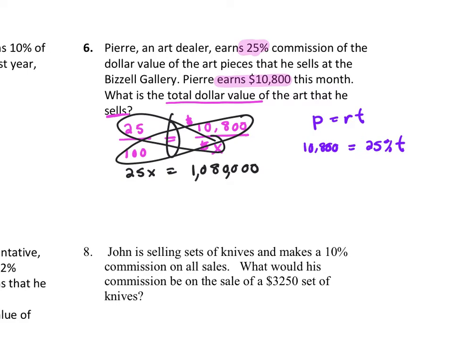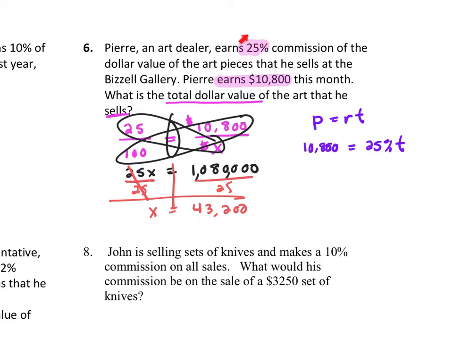So this is what we have so far. Next, we would solve by dividing this time by 25, since that is what's next to our variable, we want to eliminate it. And now we have x equals 43,200. So let's check for the reasonableness of this answer.